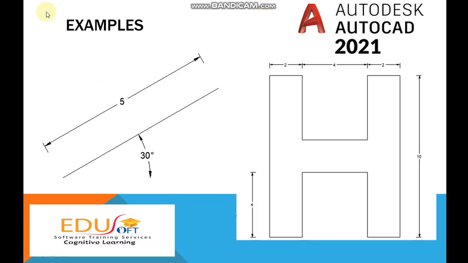Okay, this figure. The line shown here is of length 5 units, at an angle of 30 degrees. So this line length is 5 units and the line is moving at an angle of 30 degrees with respect to our x-axis. Let us try to draw how this can be. Let us try to draw this in our AutoCAD file.